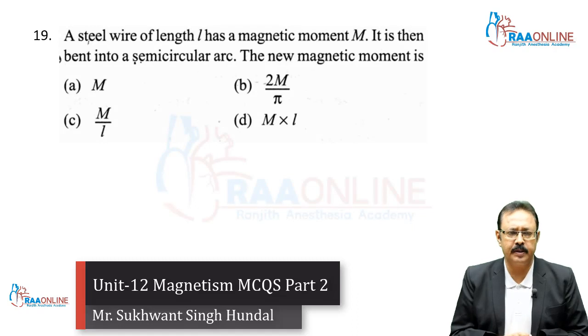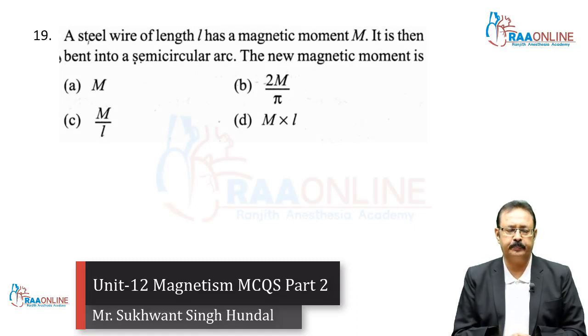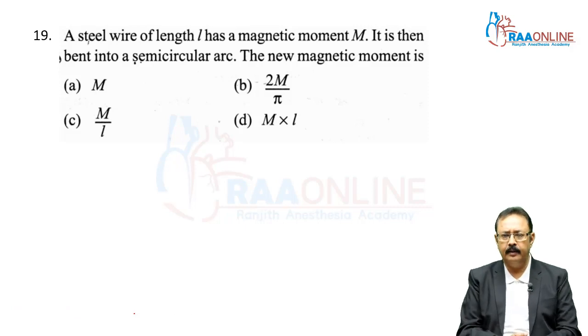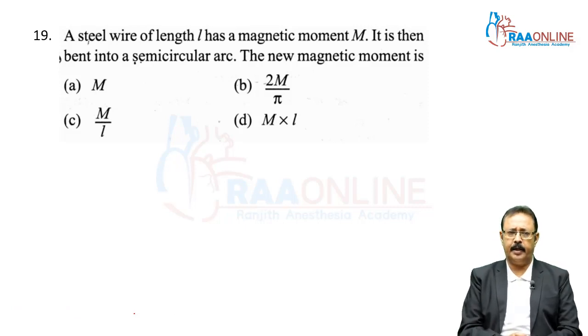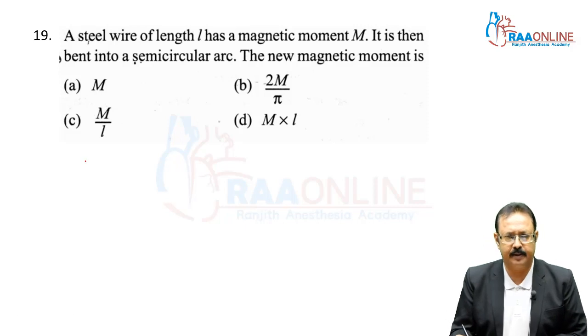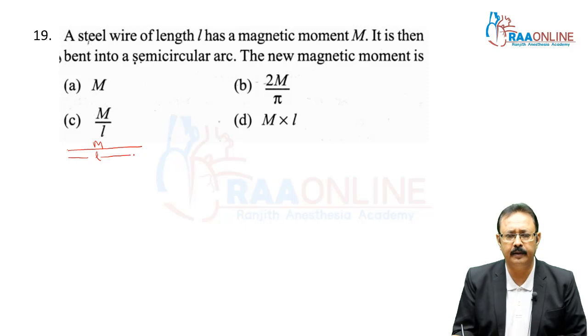Now we are going to discuss the 19th problem. A steel wire of length L has a magnetic moment M. It is then bent into a semicircular arc. The new magnetic moment is? Initially the wire was in this form, the magnetic moment was M, and the length was L.